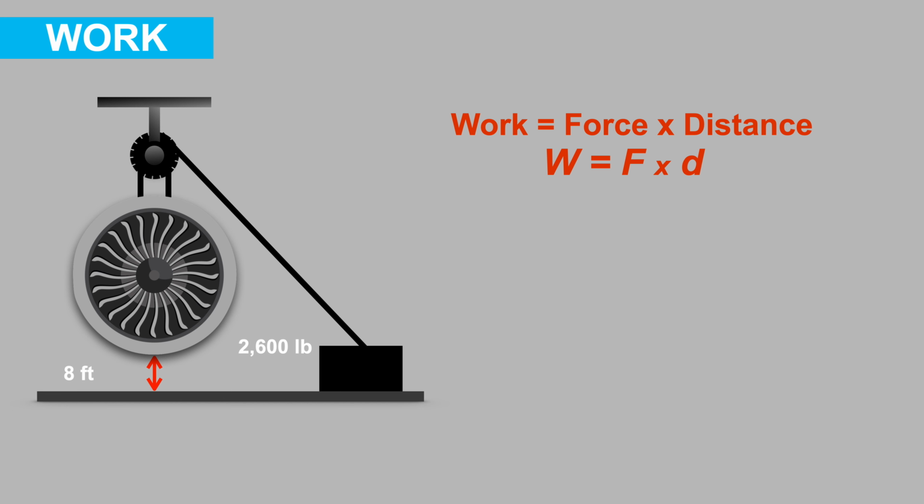So therefore, we'll use the weight of the engine for the applied force. We know that work is equal to force times distance, and it looks like we have all the information we need. So this is a simple plug and solve. Just like the previous example, 2,600 pounds times 8 feet equals 20,800 foot-pounds. So 20,800 foot-pounds of work is accomplished when a 2,600 pound engine is hoisted up 8 feet.